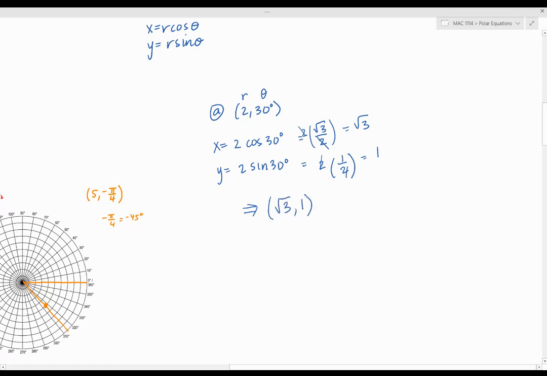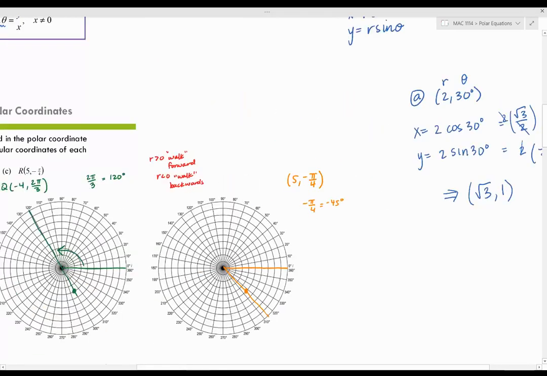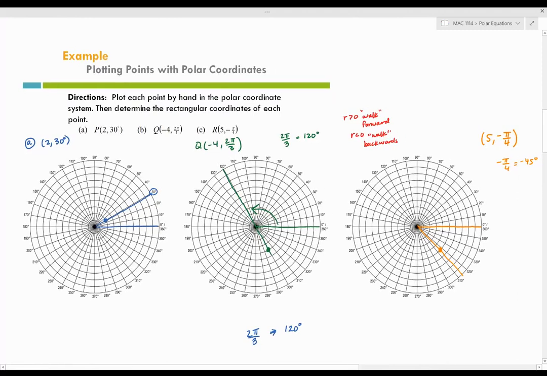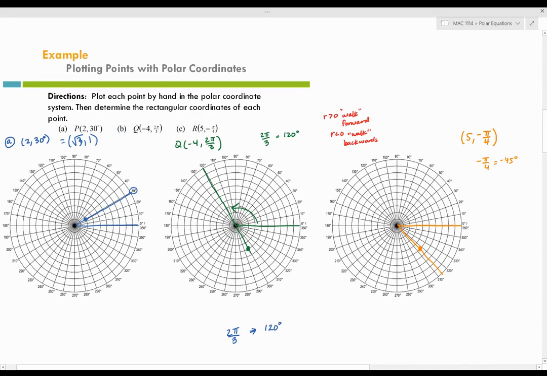Now, the cool thing about rectangular coordinates and polar coordinates is that they would get you to the same exact point. It's kind of like if you're speaking two languages, I can say hi in English or I can say hola in Spanish, and they mean the equivalent. So rectangular coordinates and polar coordinates should bring you back to the same point. So if you were to plot the square root of 3, 1, they should bring you back to the same exact point. So that's one way that you can check yourself.